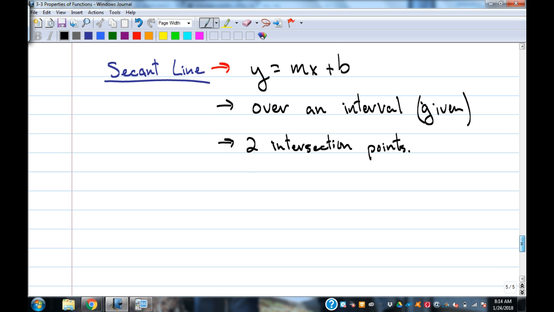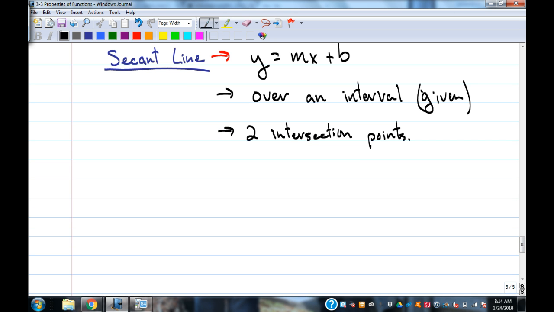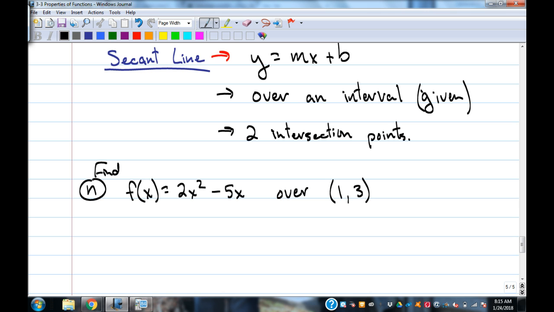So, to save us a little bit of the extra work of finding that slope and all that stuff, if we had the same equation that we used on example M, f of x is equal to 2x squared minus 5x, and they want us to find the secant line over that same interval from 1 to 3. So find the secant line. That's what they want us to do.